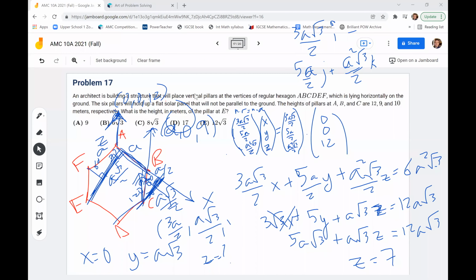I made my mistake. My mistake was that I forgot that the 5a over 2 was supposed to be negative because of the alternating thing with the cross product. So this is actually supposed to be minus 5a over 2. This was also supposed to be minus 5a over 2. So that made this a minus, which means we actually get 17. So the answer is 17, which is choice D.